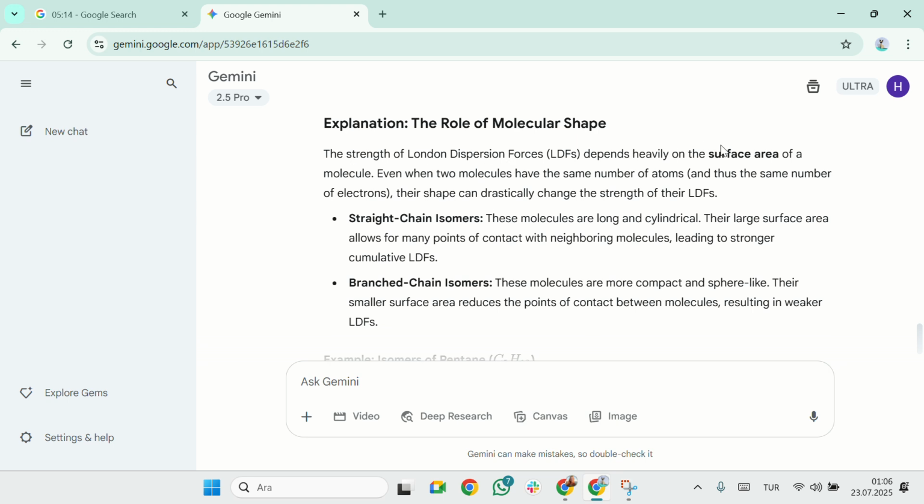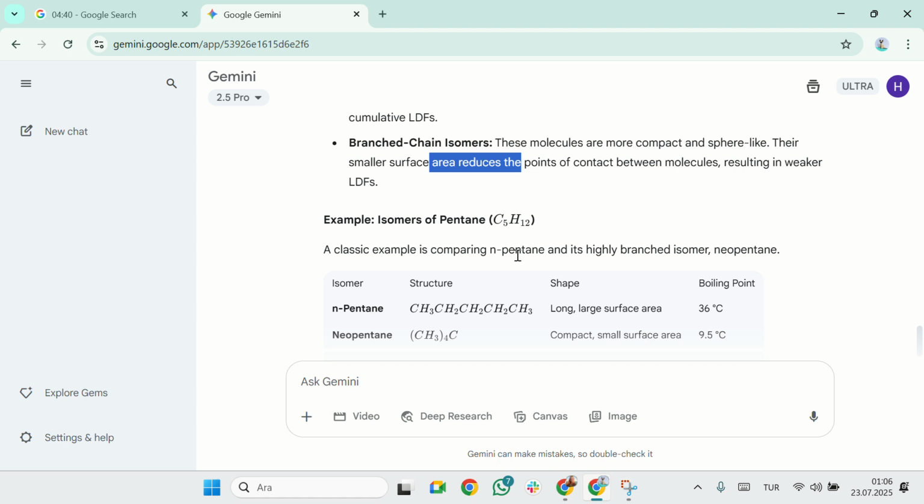Strength depends heavily on the surface area of a molecule. Even when two molecules have the same number of atoms and the same number of electrons, their shape can drastically change their LDFs. Straight chain molecules are long and cylindrical. Their large surface area allows for many points of contact with neighboring molecules, leading to stronger cumulative LDFs. Branched molecules are more compact and sphere-like. Their smaller surface area reduces the points of contact between the molecules, resulting in weaker LDFs.